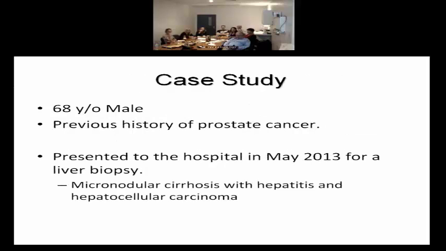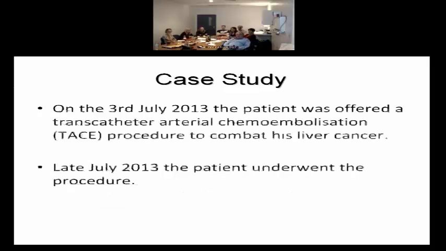So I've got a case study here of a 68-year-old male who has a previous history of prostate cancer. He presented to the hospital in May 2013 for a liver biopsy, which found that the patient had micronodular cirrhosis with hepatitis and hepatocellular carcinoma. So he's not having a very good day. On the 3rd of July 2013, the patient was offered a transcatheter arterial chemoembolization, or TACE for short, to combat his liver cancer. And in late July 2013, the patient underwent this procedure.